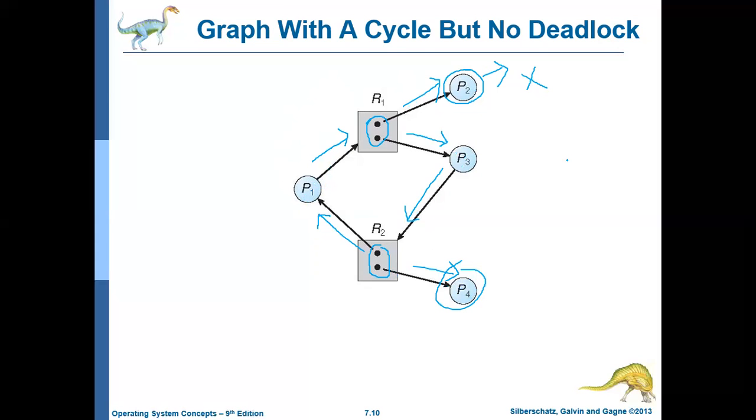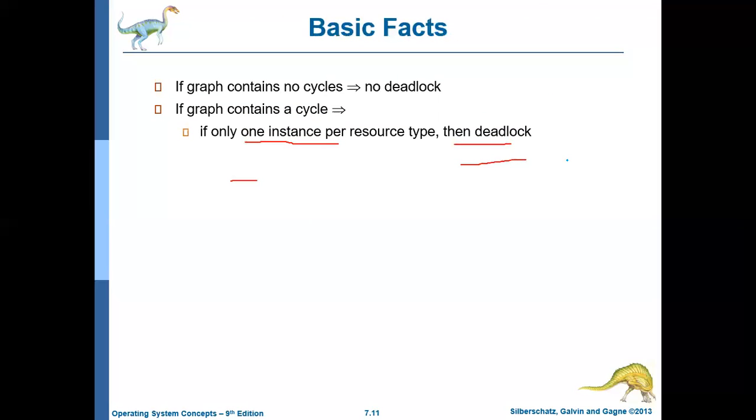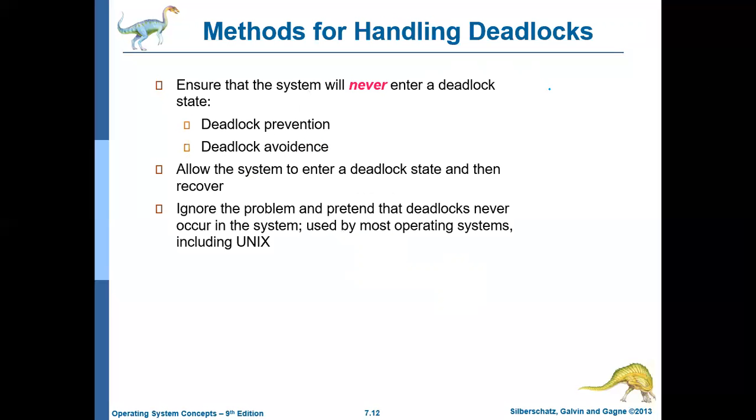So this is what we understand from the resource allocation graph. After drawing a resource allocation graph, if there is no cycle, then there is no deadlock. If there is a cycle, and each resource has only one instance, then you can confirm that there is a deadlock. But if there are multiple instances available for each resource, then there is a possibility of deadlock. Okay, so let us stop here. Thank you.